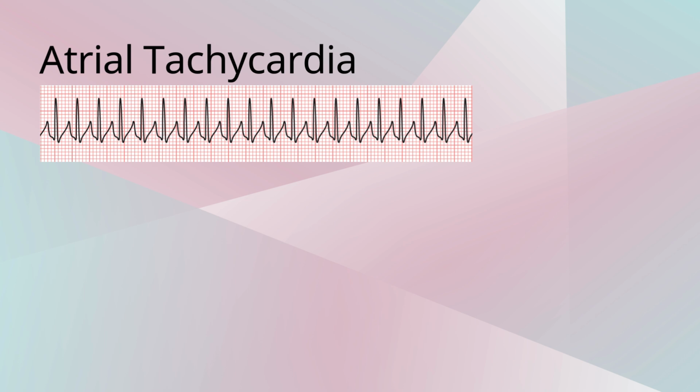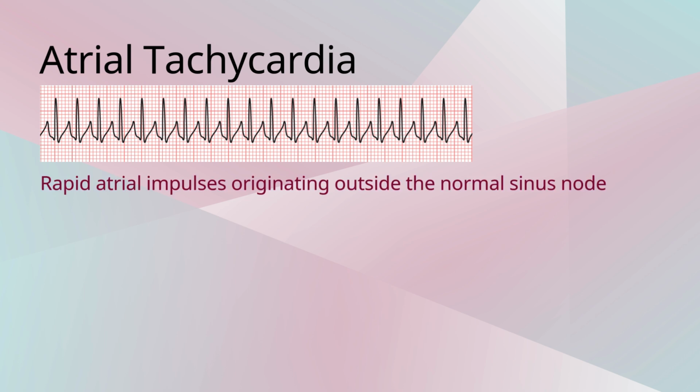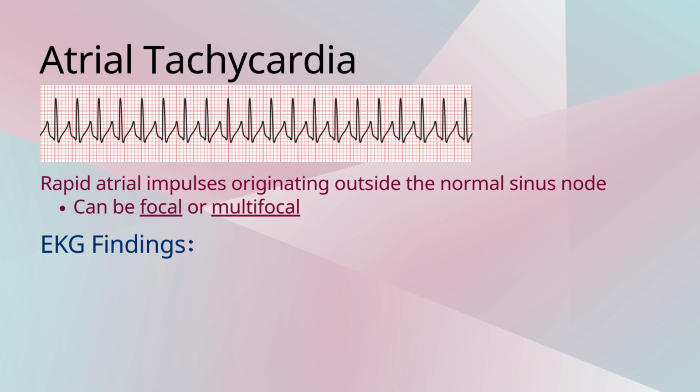Next up is atrial tachycardia, which is another supraventricular tachyarrhythmia. It's characterized by rapid atrial impulses originating outside the normal sinus node, called an ectopic focus, and does not depend on accessory pathways, AV junction, or ventricular tissue for generation. It can be focal or multifocal, which we'll talk more about here in a second, and the EKG is going to show some characteristic features.